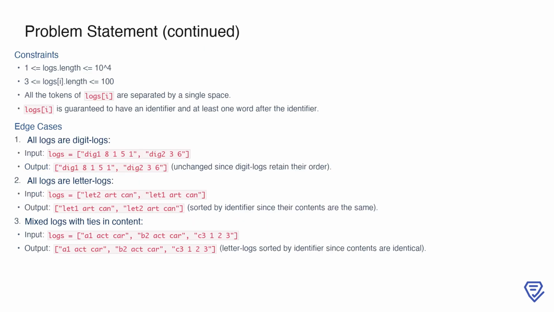There are a few constraints and edge cases to consider. The length of the logs array can range from 1 to 10,000, and each log string will be at least 3 characters and at most 100 characters long. Each log is guaranteed to have an identifier and at least one word or number after it, separated by a single space. For edge cases, if all logs are digit logs, the output will be the same as the input since digit logs maintain their relative order.